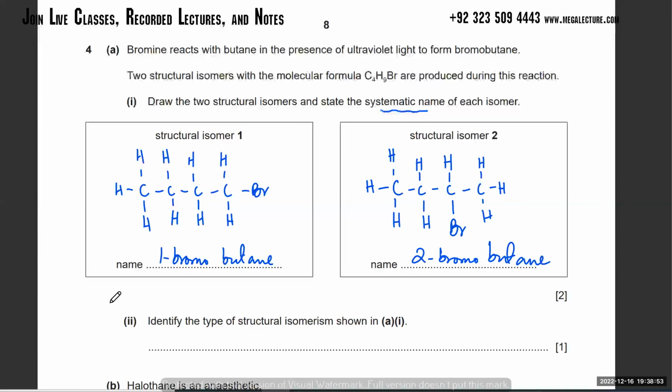Then: identify the type of structural isomerism shown. So what is the type? It's not chain, it's positional. The chain is exactly the same. The only thing that has changed is the position of the Br. So this is positional.